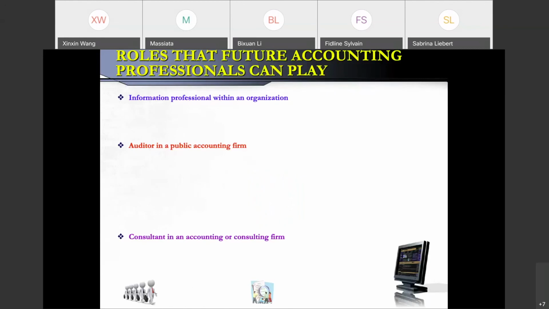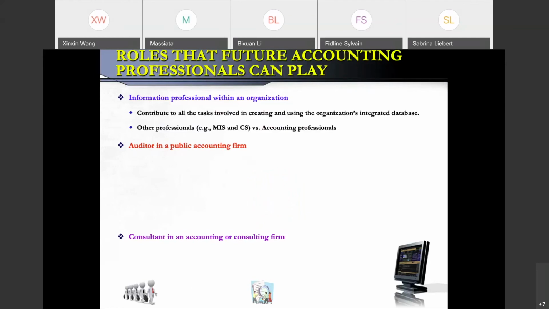So another question that we're going to address is the role of future accounting professionals. We are the information professionals within the organization. We contribute to the organization by providing the information that they need. But how about the other professionals, like MIS and computer science? What are our advantages against them?